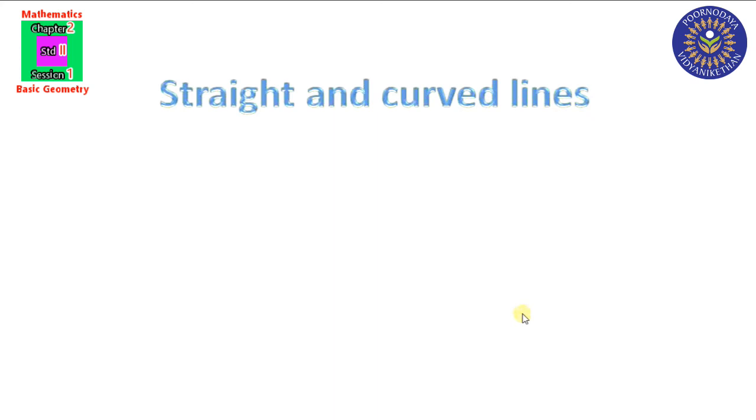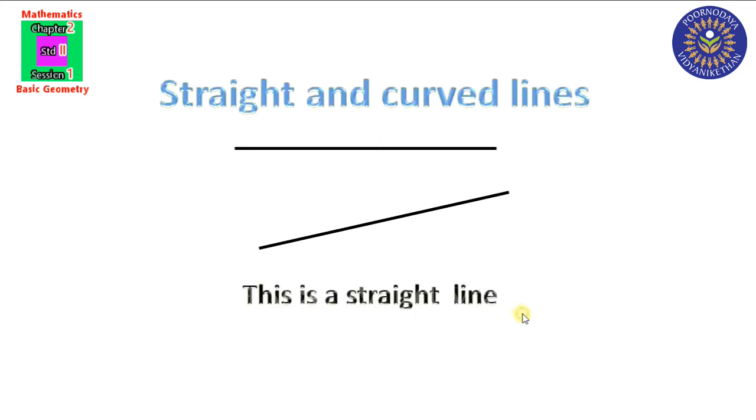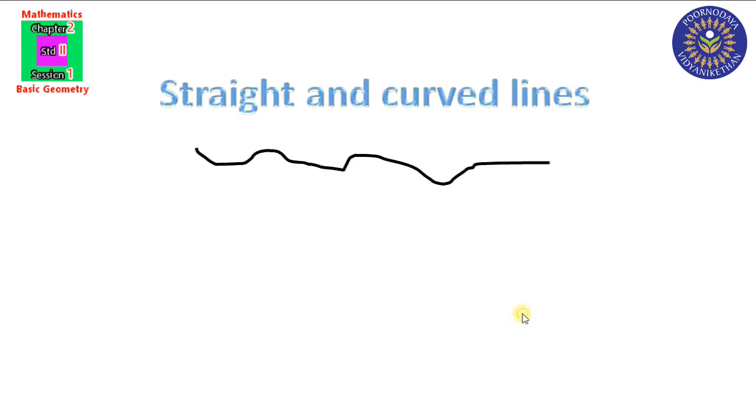Next, we are going to learn straight and curved lines. Listen here. It's a straight line, isn't it? See here. These are examples for a straight line. Clear? Now, see here. This is an example for a curved line.